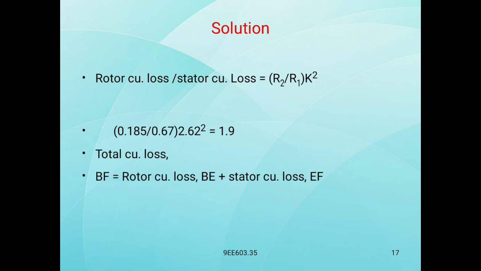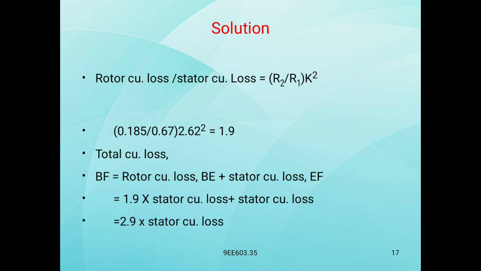Total copper losses BF is rotor copper losses BE plus stator copper losses EF, that is 1.9 into stator copper losses plus stator copper losses. So here 2.9 into stator copper losses.